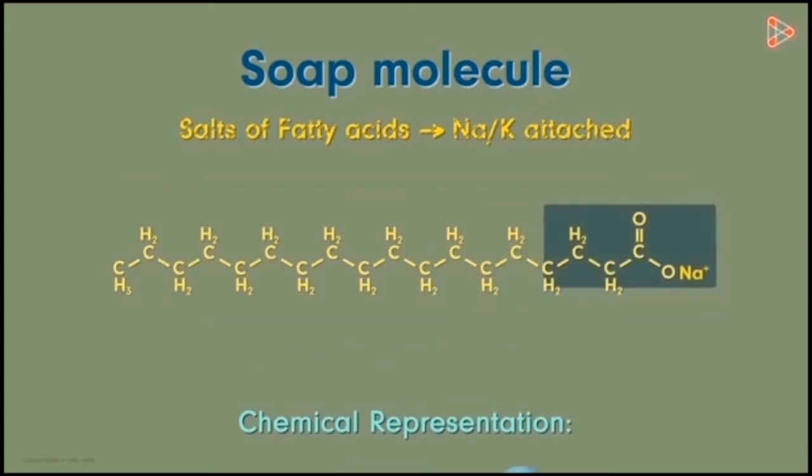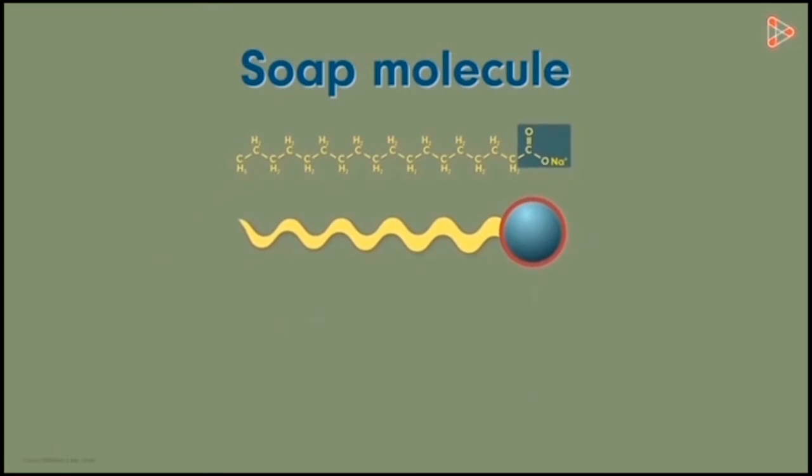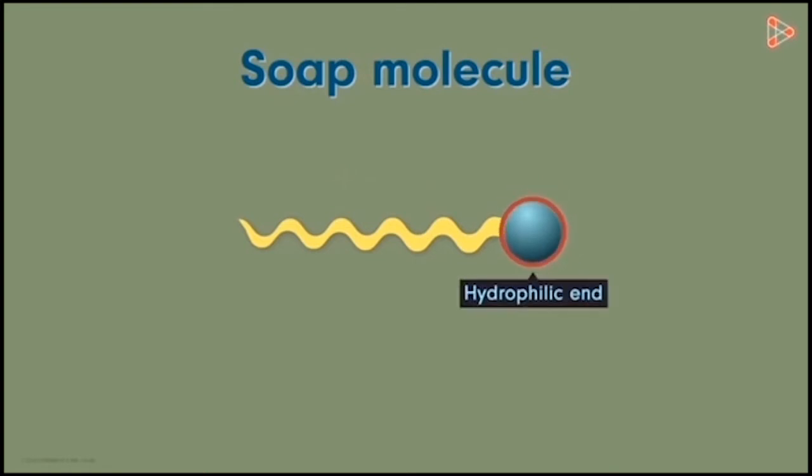Using this structure, the ball on the top represents the carboxyl terminal with sodium or potassium attached. This end is called the hydrophilic end or the head region. But why is it given such a name? Hydro is water, as we know, and philic is loving. That means the end that loves being around or being with water.